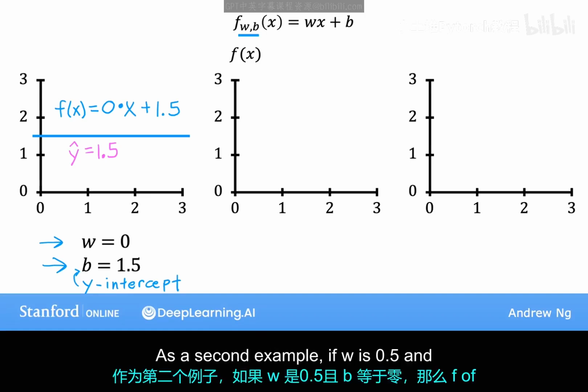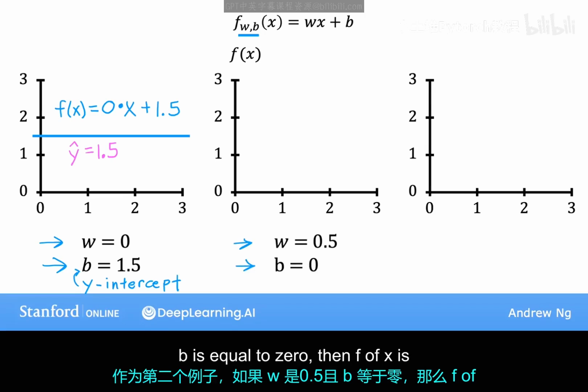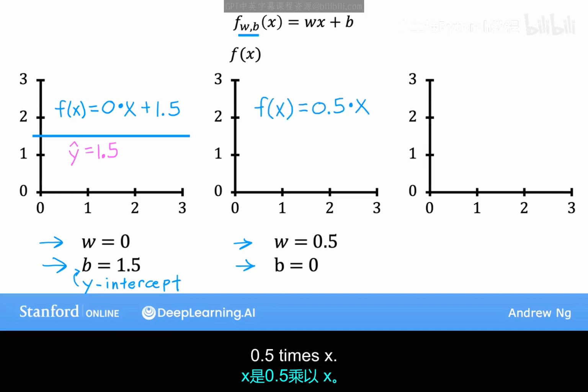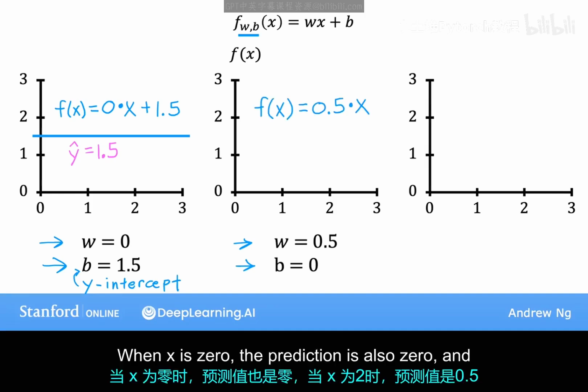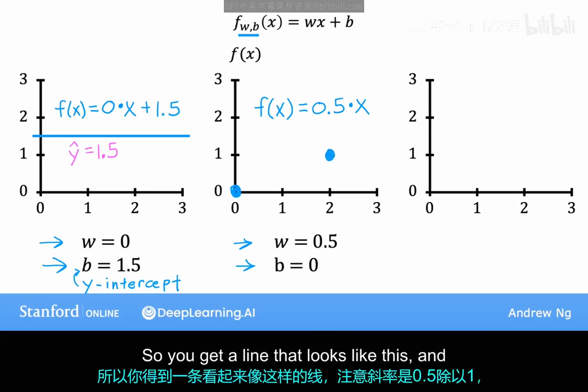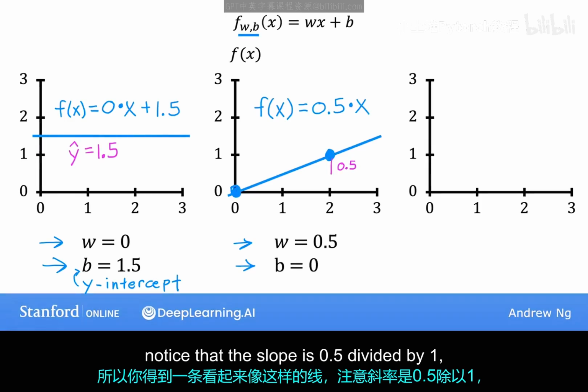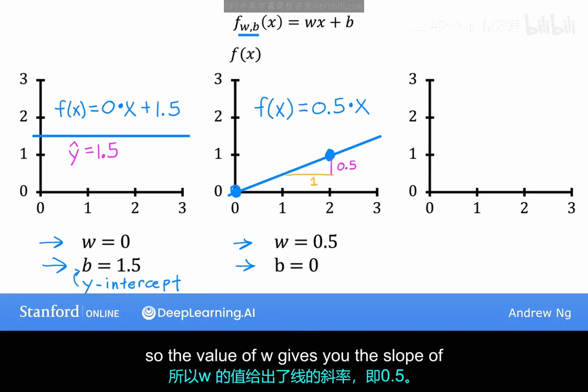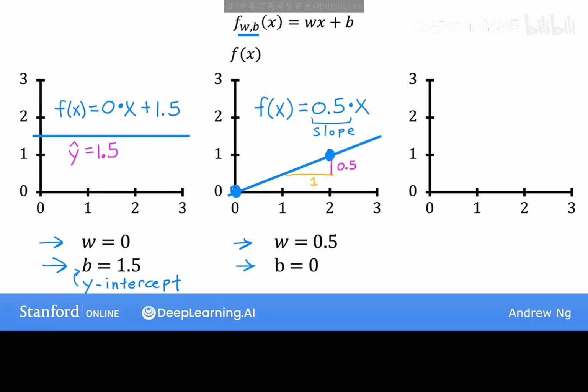As a second example, if w is 0.5 and b is equal to 0, then f of x is 0.5 times x. When x is 0, the prediction is also 0, and when x is 2, then the prediction is 0.5 times 2, which is 1. So you get a line that looks like this. And notice that the slope is 0.5 divided by 1. So the value of w gives you the slope of the line, which is 0.5.